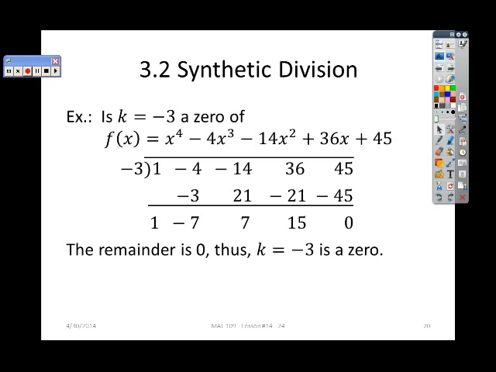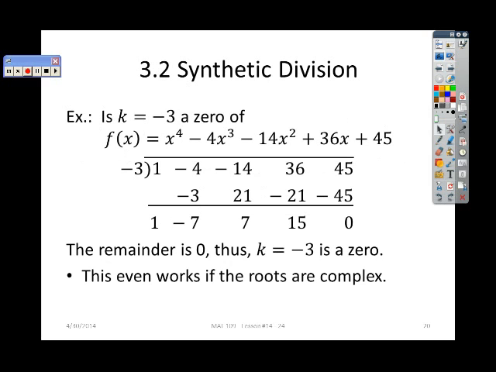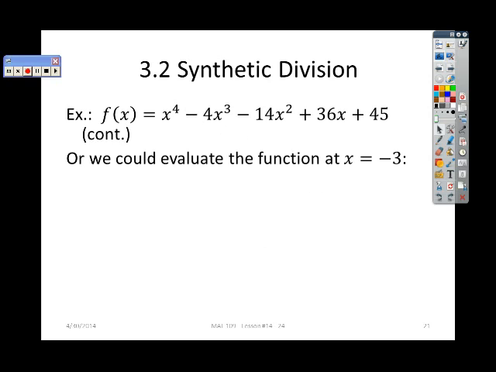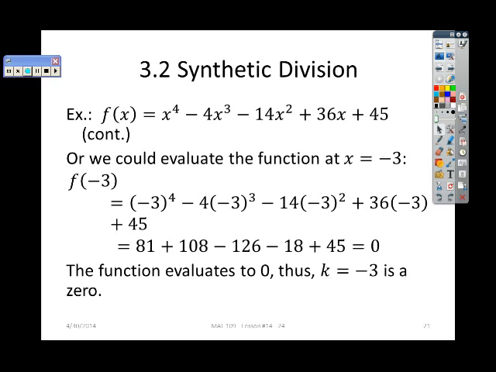That's one way to test it. The other way to test it is to take -3 and substitute it in for x. And so that's what I'm looking at here. We could put -3 in there. And you go through the calculation and you get 0 for an answer. Therefore, the remainder is 0. Okay, -3 is a 0 of that function.